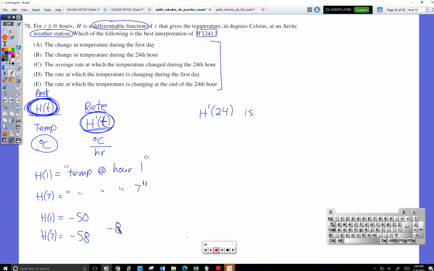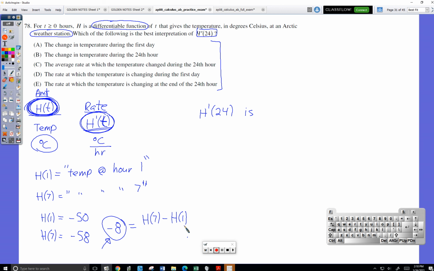Got it? Yeah. Okay, this is the change in the temperature. That's not H prime. That's just the change in the temperature. Mathematically, this is equal to H of 7 subtract H of 1. That's the change in the temperature. You with me? Yeah. Okay. This is, again, another really good AP problem because it embodies a lot of things that get tested in a lot of other places. So you comfortable with that? Awesome.